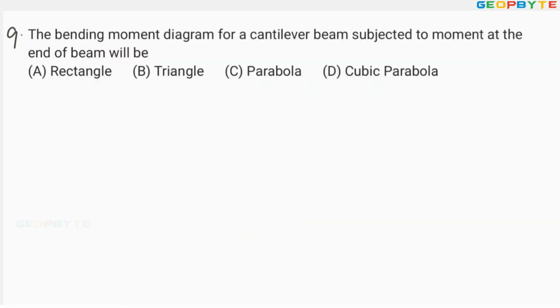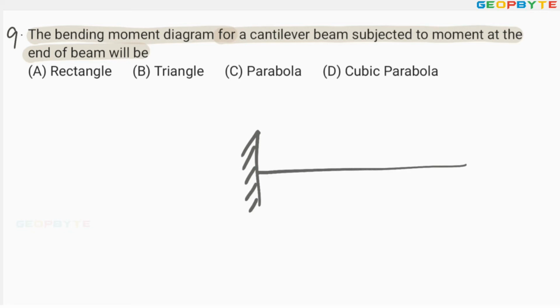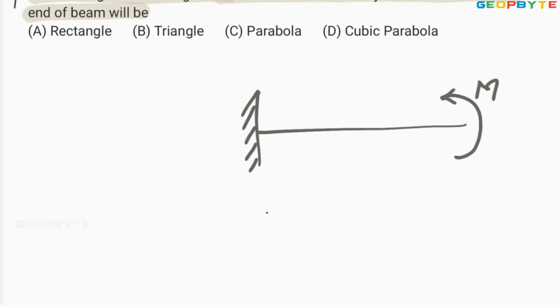Look at the ninth problem. The bending moment diagram for a cantilever beam subjected to a moment at the end of the beam. It is like this. The cantilever beam is subjected to a moment like this. A cantilever beam is subjected to a moment at the free end. Then the bending moment diagram looks like a rectangle.